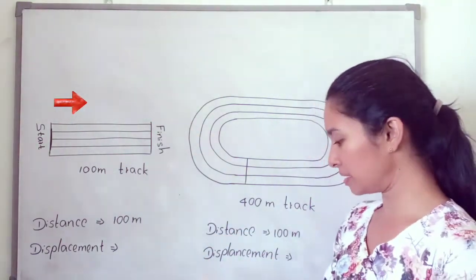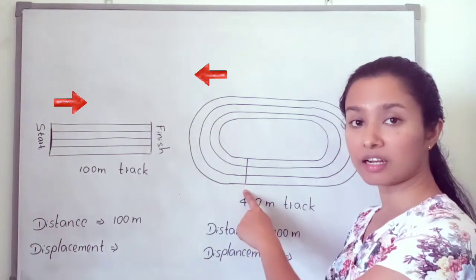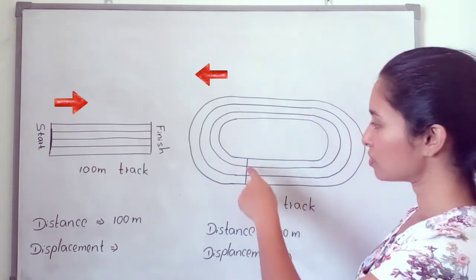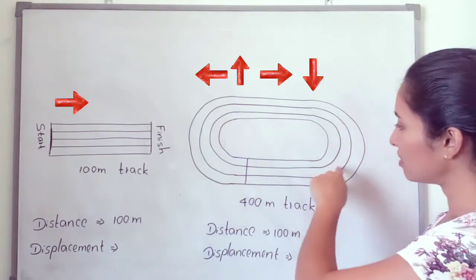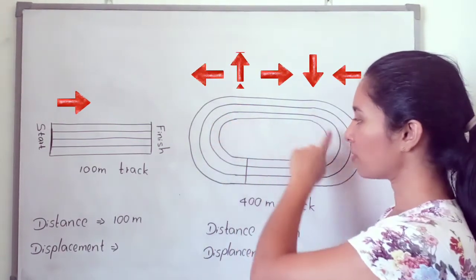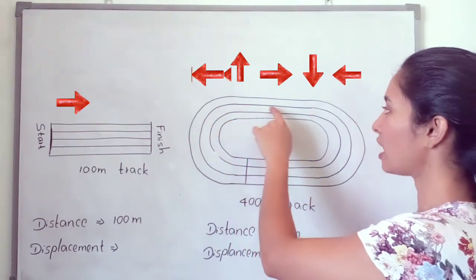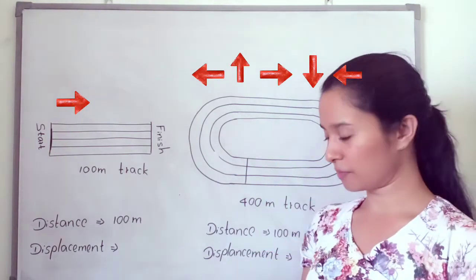But in 400 meters, direction changes from time to time. This is the starting point and the ending point is also this point. So we can start from here and go around the ground. So the direction is changing time to time. Here to here, direction is changing.